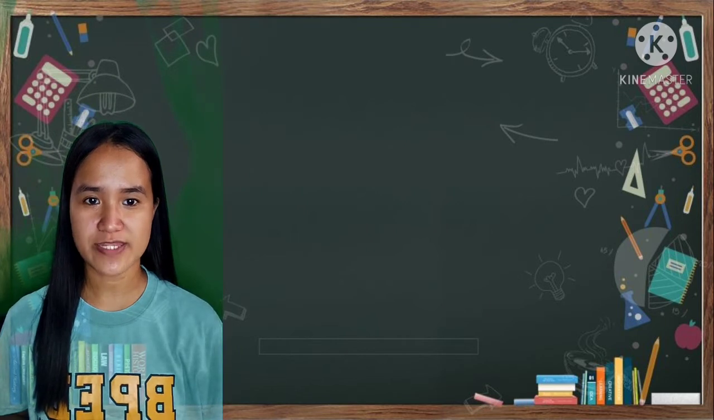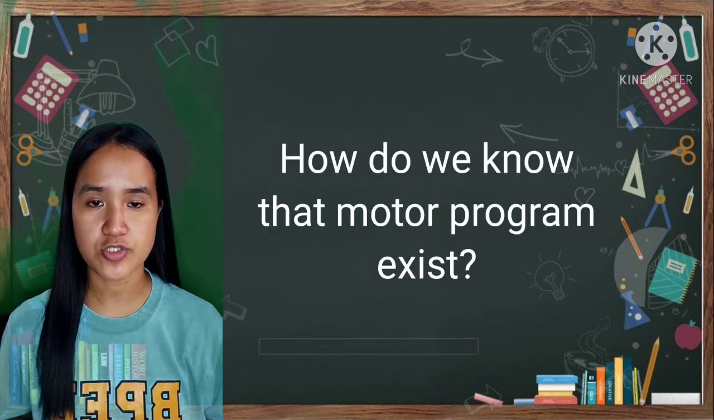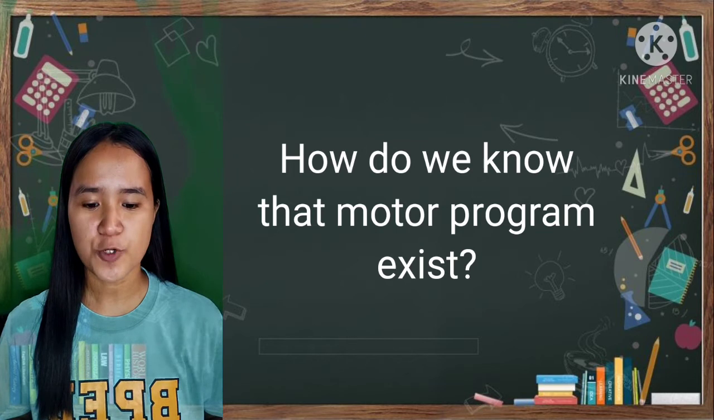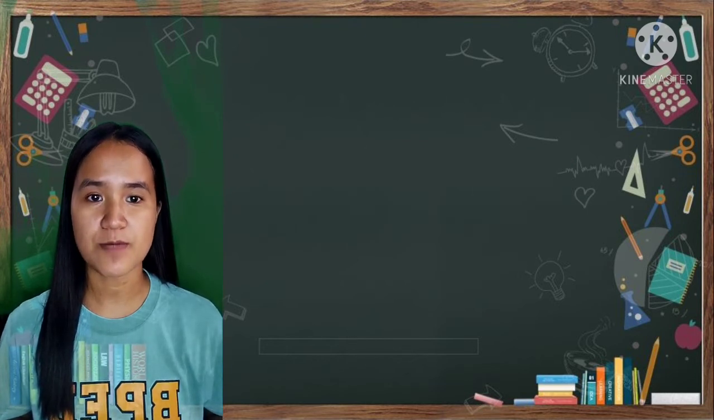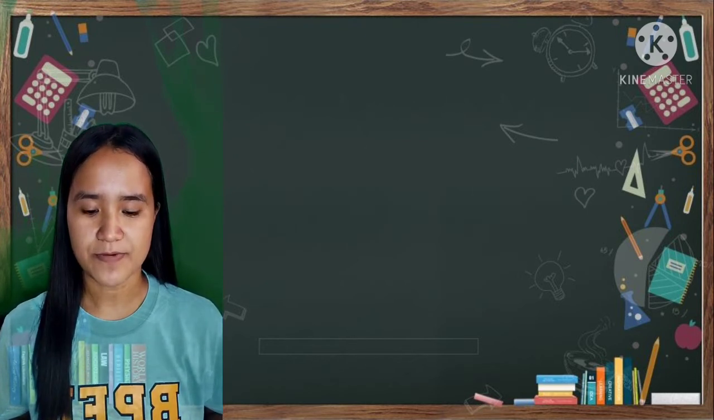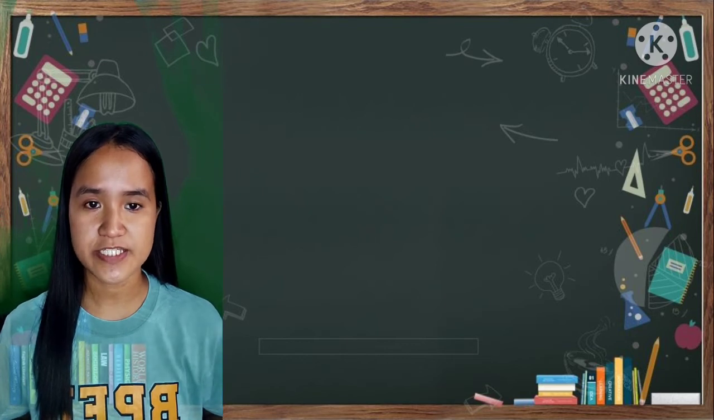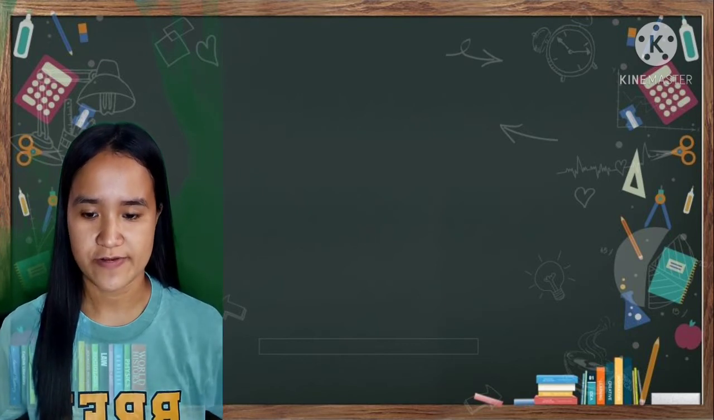The next question, number 2. How do we know that the motor program exists? A motor program exists when we perform the proper posture and do the proper movement and have a series of movements that we do every day.